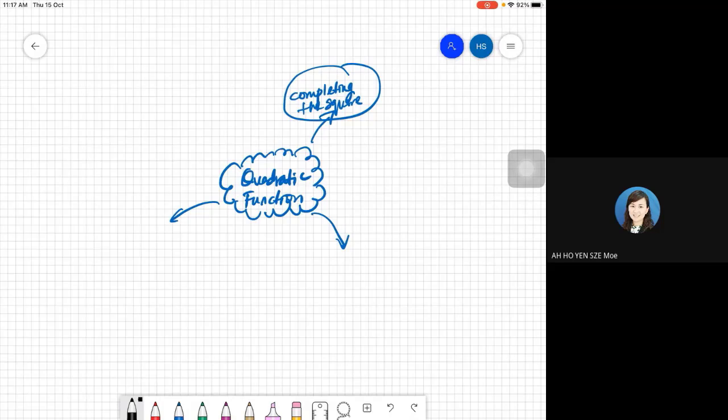I wrote one, which is completing the square, which is the most important thing that you learn in quadratic functions. Besides that, what else did you learn in that topic? Formula. What formula do you learn in the quadratic function? Before that, do you remember what is the general form of the quadratic function?